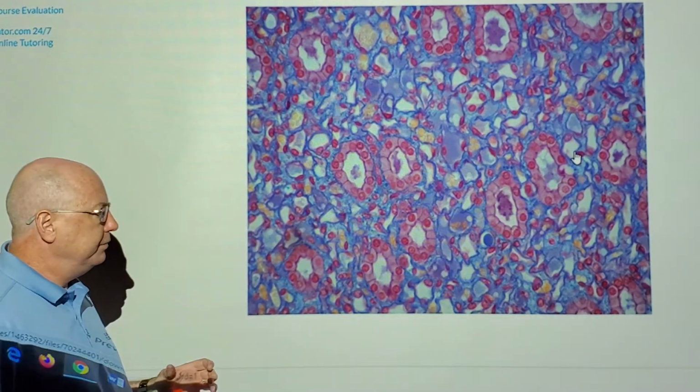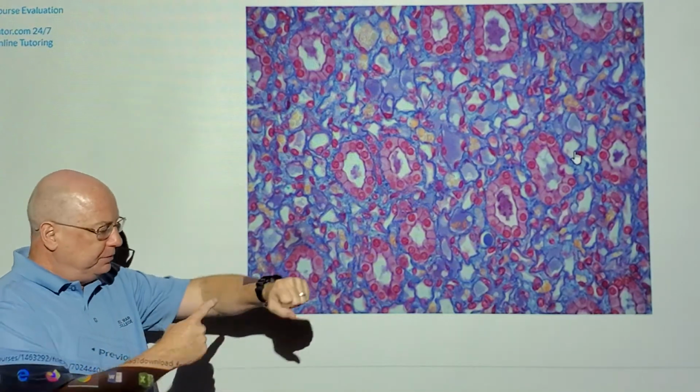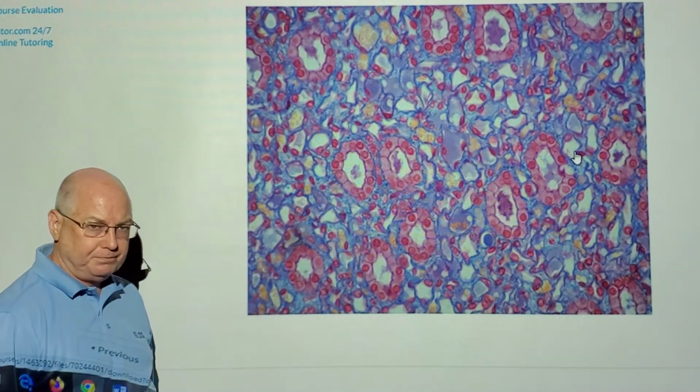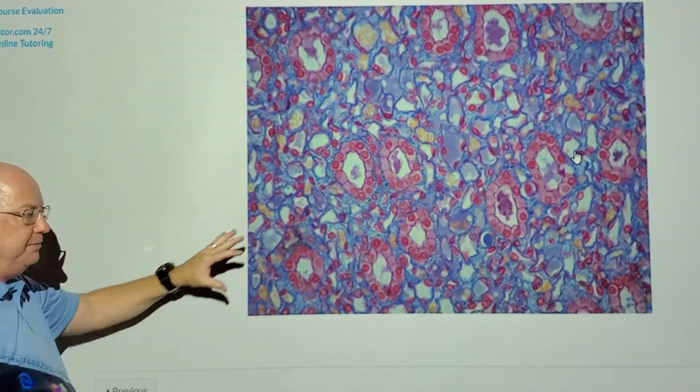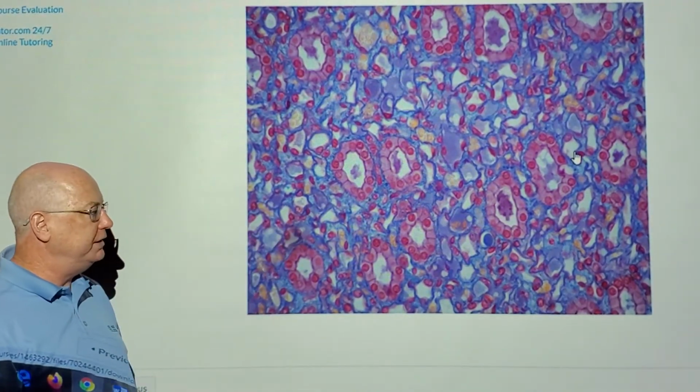Cuboidal epithelium lines a lot of tubes, some of the tubes that go to the surface of the body. And those tubes would run down into the body and then coil up. We find them in our kidney tubules. This is a slice of kidney.